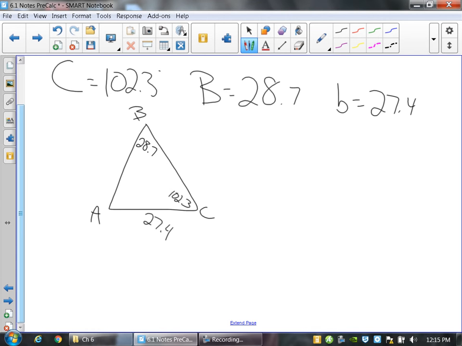Usually, when you're dealing with law of sines, or eventually the law of cosines, you're going to know 3 of the 6 parts. When you have 2 angles and a side, it's really easy to find the third angle. What do they all have to add up to? Very good. So that's how you can find angle A. What I would normally do is make a little list of things I need to find: little a, little c, and angle A.